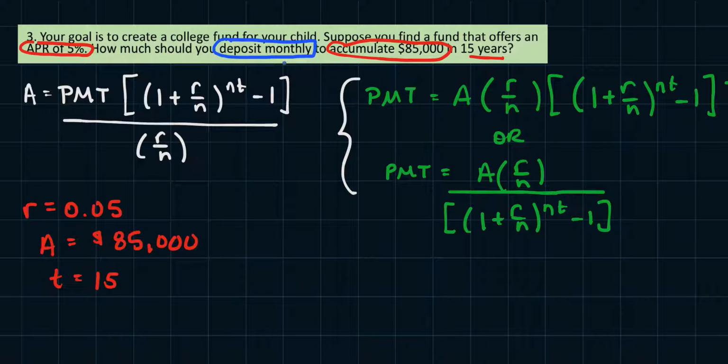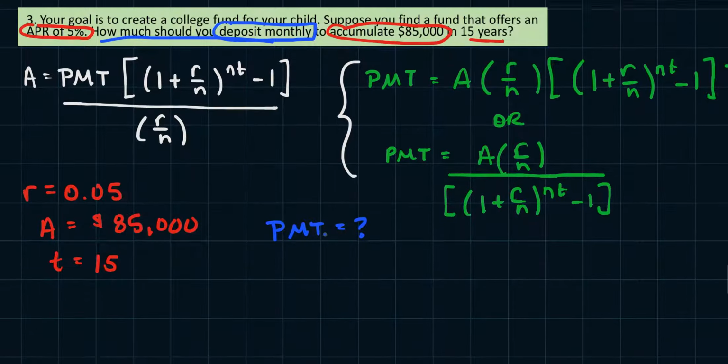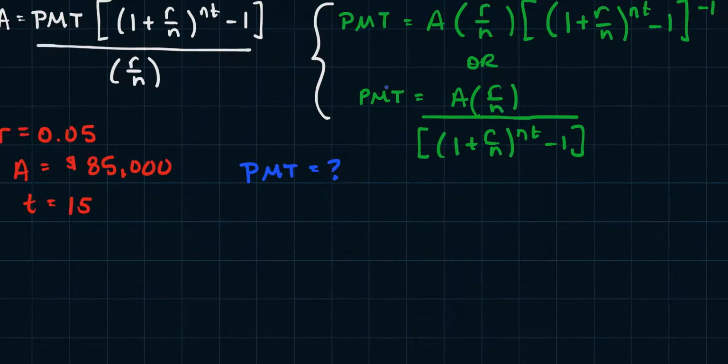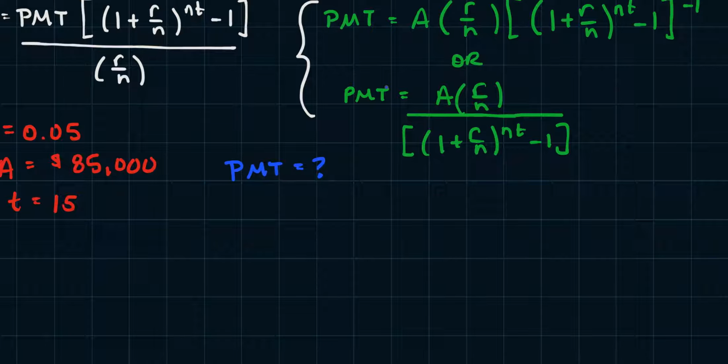So we're depositing monthly. And our goal is to figure out how much money we should put in. How much should you deposit monthly? So we're trying to figure out our payment. Okay, so that means if we want to solve for payment, we need to use one of these. Now, which one you use, it doesn't matter. I'll do both for this example, and then you can just choose which one you like. So let's start with this one.